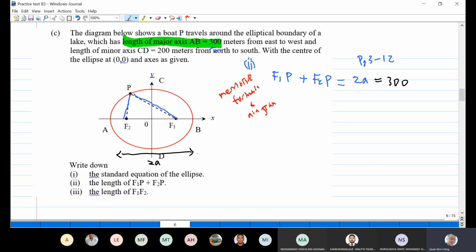So I'll give you part 2 now. This is part 2, how to memorize the formula and diagram. F1P and F2P added together is 2a, and 2a happens to be 300 here. So this is part 2.